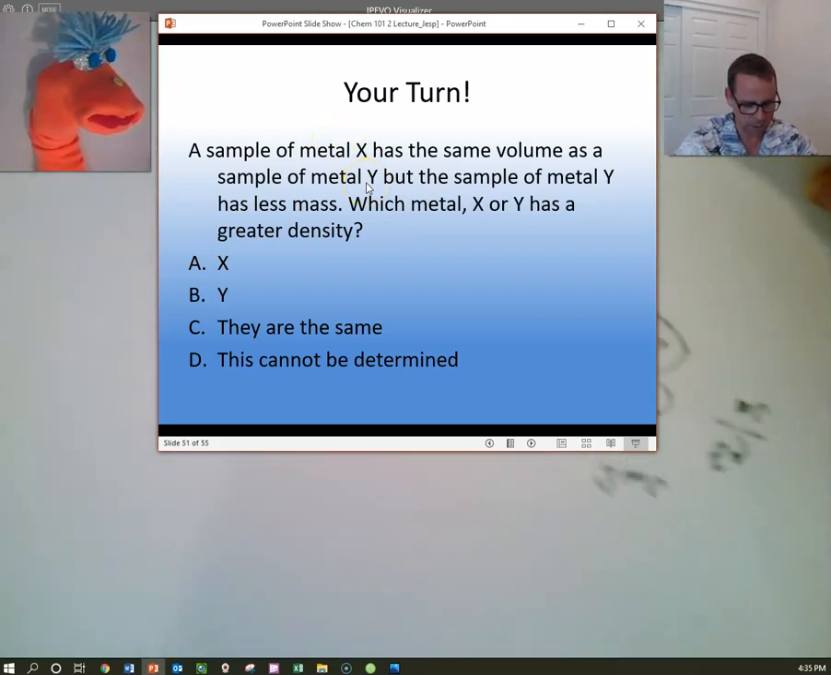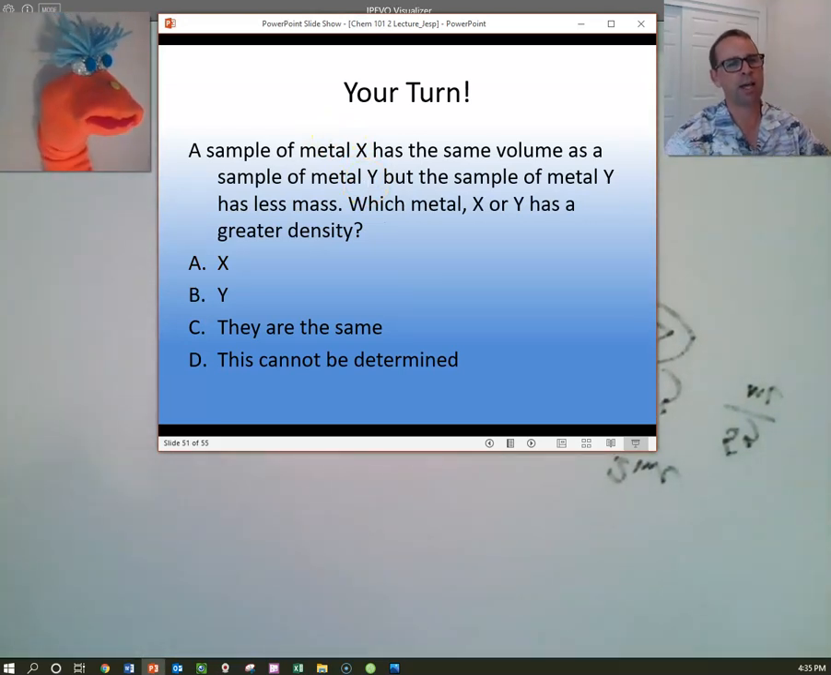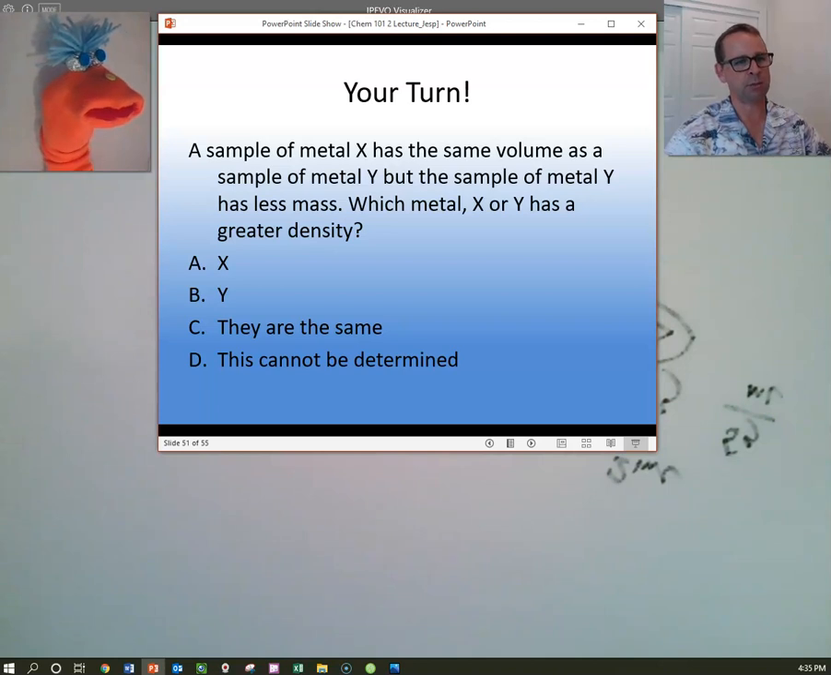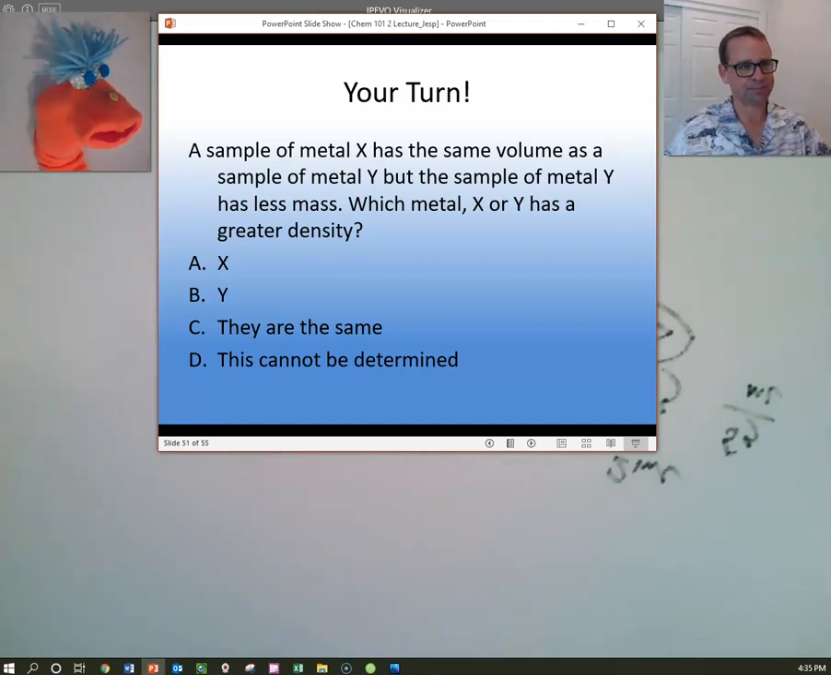So, that's another way that we can think about this problem. So here's another question, very similar. A sample of metal X has the same volume as a sample of metal Y, but the sample of metal Y has less mass. So this time they have the same what?